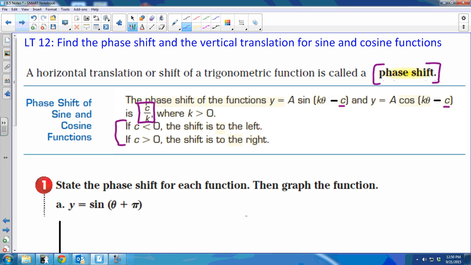Okay, now there's one thing we need to talk about, because C divided by K is not that big of a concept. It's not that hard. But note that there is a minus sign in the original equations. So that's going to change kind of in your mind what the sign of C is. So when we do our examples, just be thinking about that. Again, today we're not graphing anything. We're just going to find the phase shift.